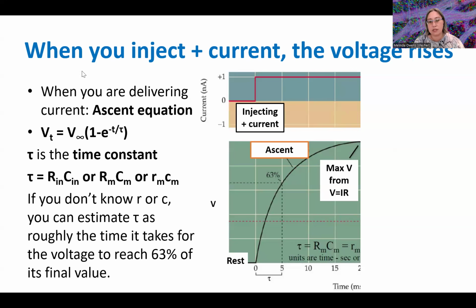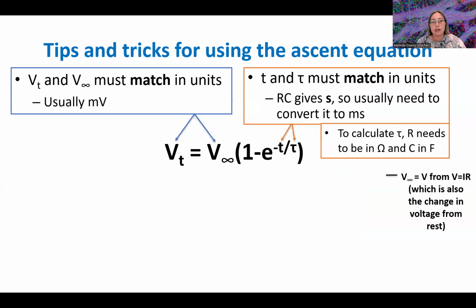And so that's what's outlined here in this particular case. All right, so that's when you inject current. There are some tips and tricks for using the ascent equation. A lot of this is about units, so VT and V infinity are going to match in units. So if one's in volts and the other's in millivolts, you gotta change one or the other. It doesn't matter which one you change, but they gotta match.